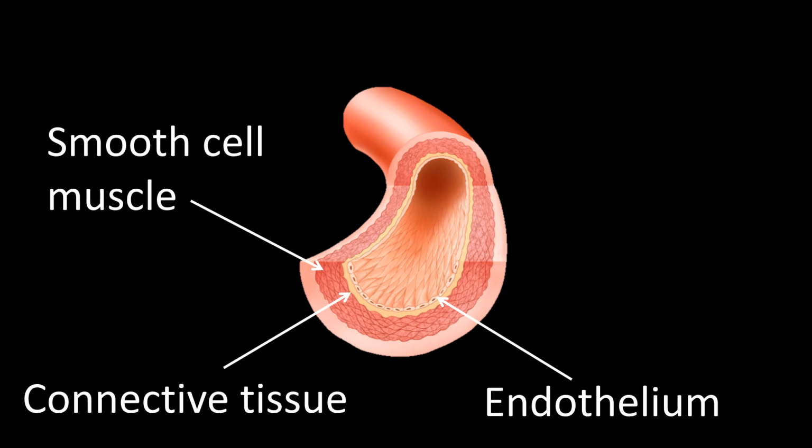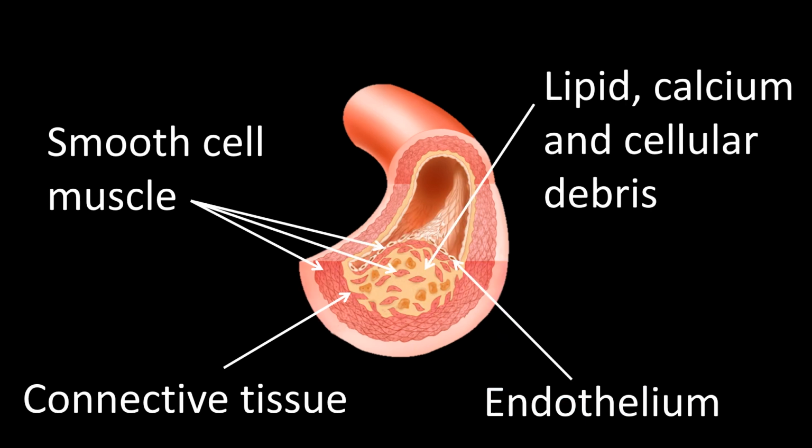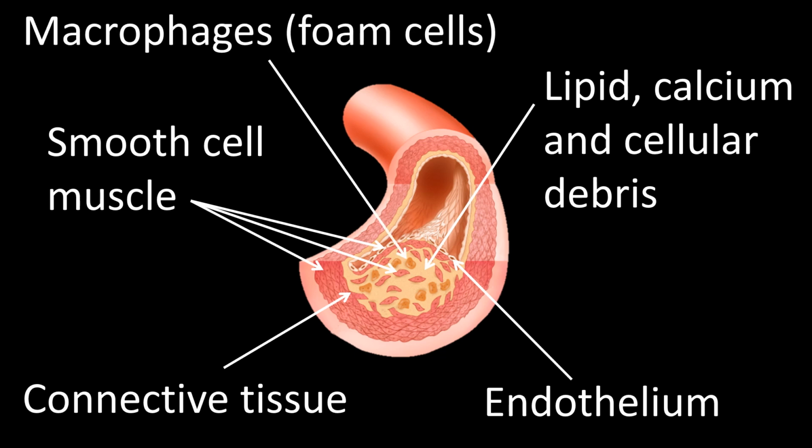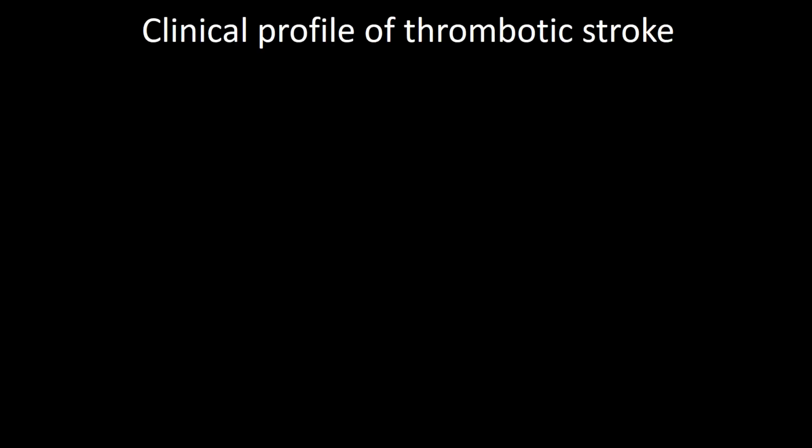In this frame, you can see a normal artery, which consists of smooth muscle, connective tissue, and endothelium. And here, an abnormal artery resulting from the collection of lipid, calcium, and cellular debris within the smooth muscle cell layer and disrupting the connective tissue. Large macrophages full of lipids, often referred to as foam cells, are very prominent in the thrombotic material. The clinical profile of thrombotic stroke may also have typical features that may help distinguish it, based on clinical findings, from other types of events.